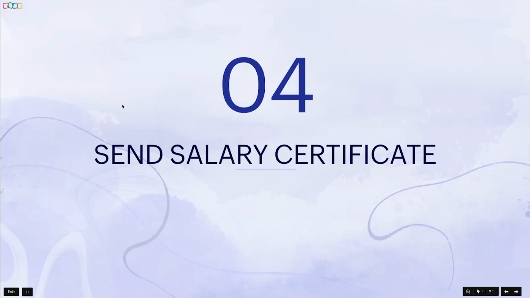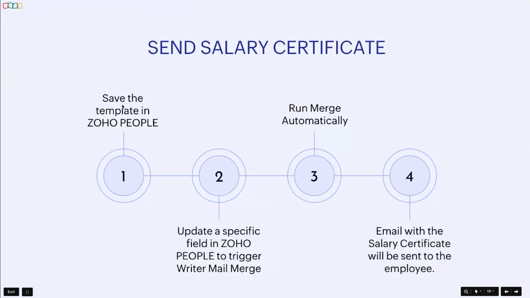So here, all you have to do is just create or import a template into Zoho People, and you can configure a workflow so that whenever a specific field in Zoho People is getting updated, you can trigger a merge. And not only a specific field, if you would like, you can also make sure that whenever a record is getting created, you can go ahead and trigger the workflow and various options as well.